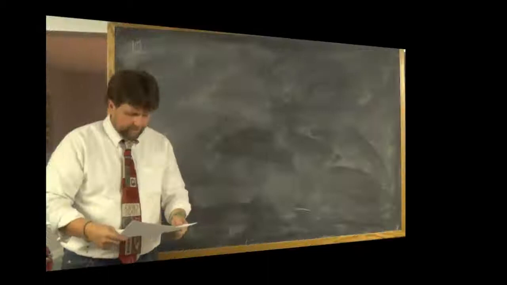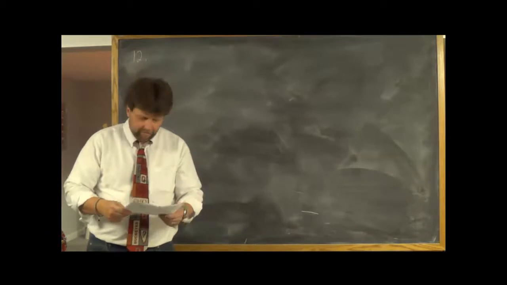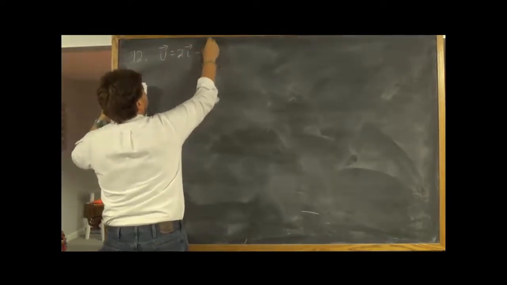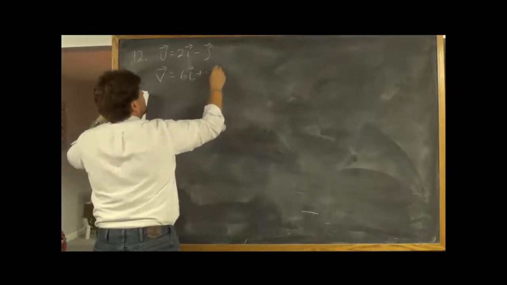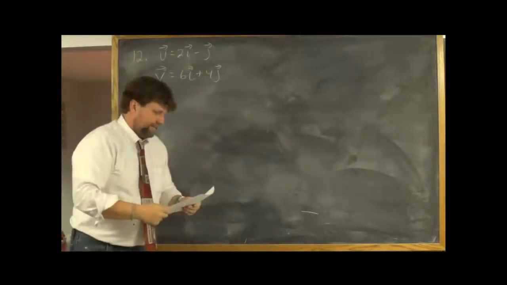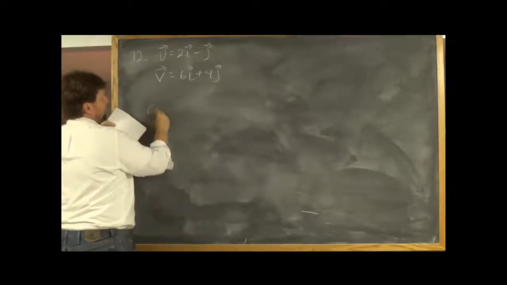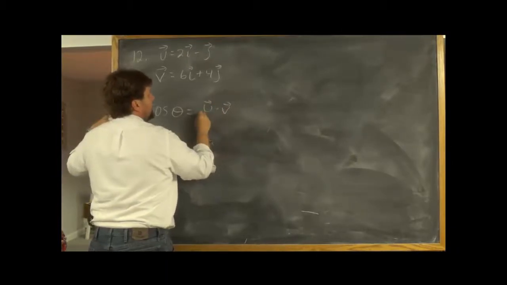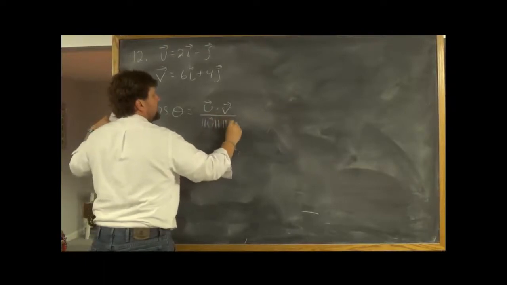And that's it. Hey folks, here in number 12, I ask you to determine an angle between two vectors. The vectors that I gave you were, let's see, vector u is 2i minus j, and vector v is 6i plus 4j. To find the angle between these two vectors, here's our handy dandy little formula. Cosine theta is u dot v divided by the magnitude of u times the magnitude of v.